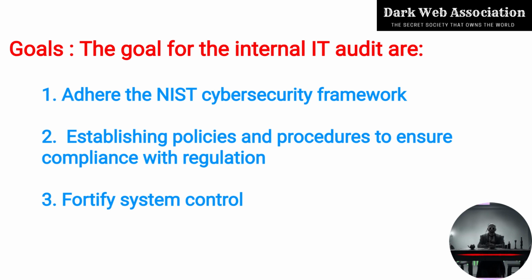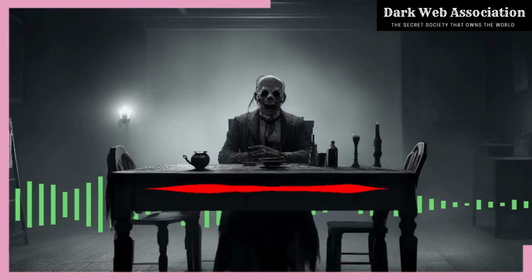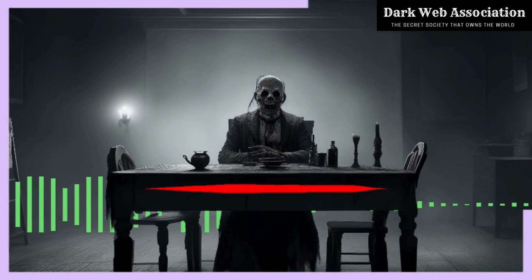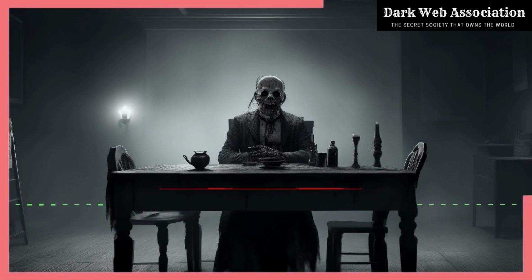The goals outlined include implementing core functions of frameworks, like the NIST CSF, establishing policies and procedures to ensure compliance, and strengthening system controls. The next element is conducting a risk assessment, which is focused on identifying potential threats, risks, and vulnerabilities. This helps organizations consider what security measures should be implemented and monitored to ensure the safety of assets.